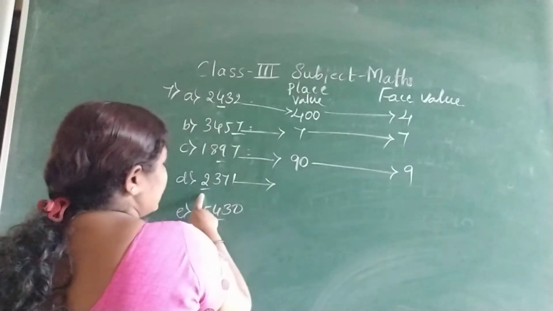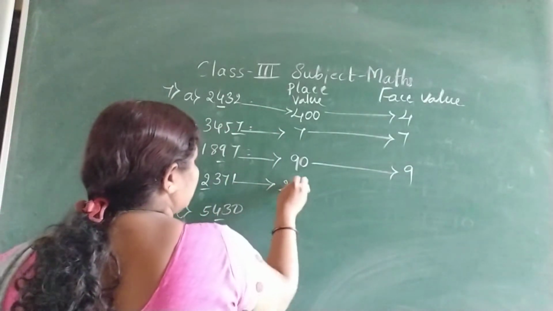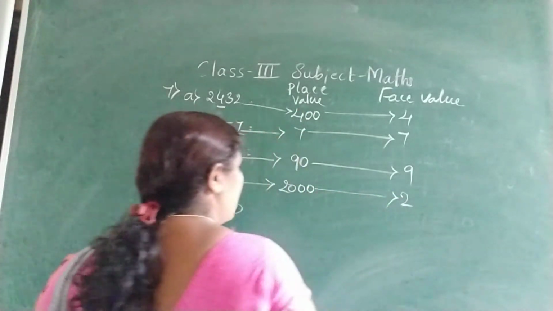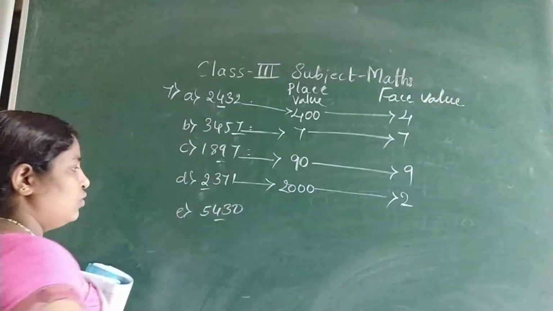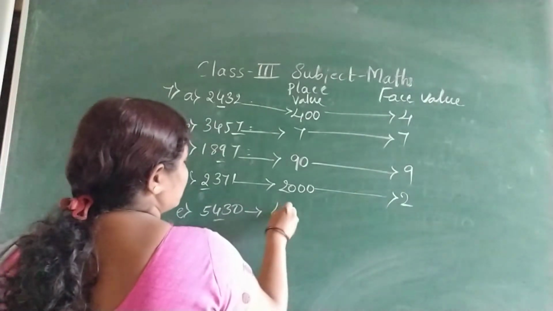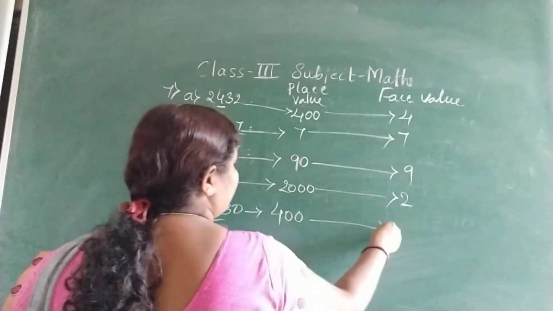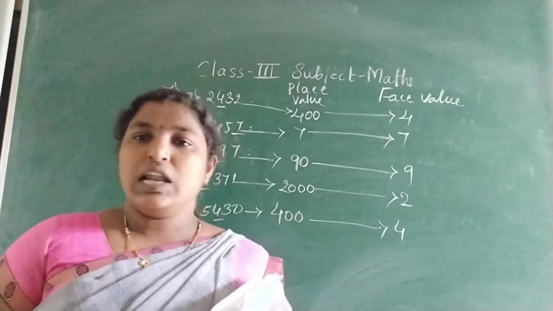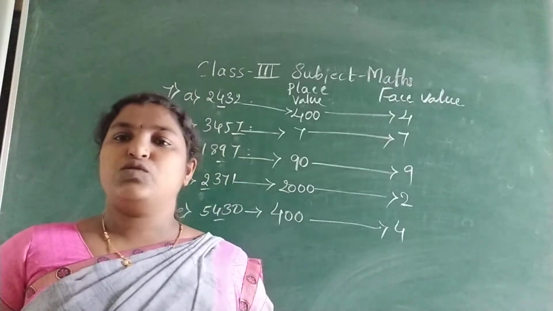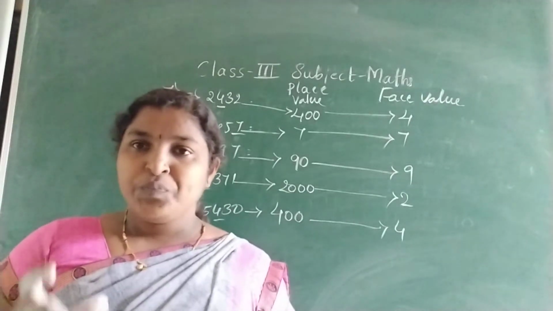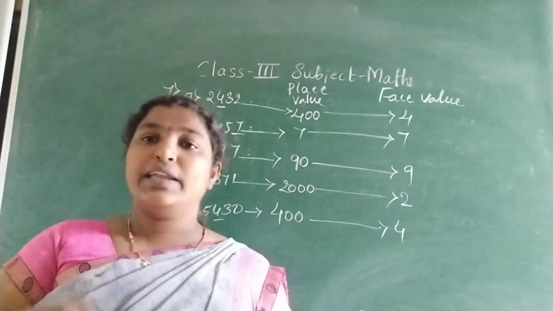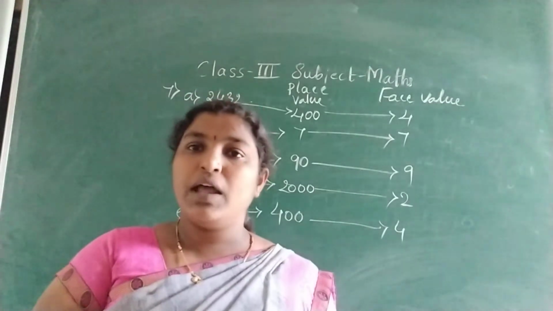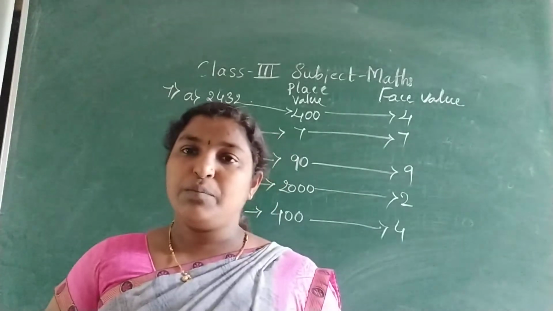Next, 2 is underlined. 2 into 1000. 2000 is place value and 2 is face value. Here 4 is underlined. So 400, and 4 is the face value. Face means number face. What is the number? The number itself is the face value. What is place value? The number into the respective place. In which place the number is there, that number into the respective place is the place value.